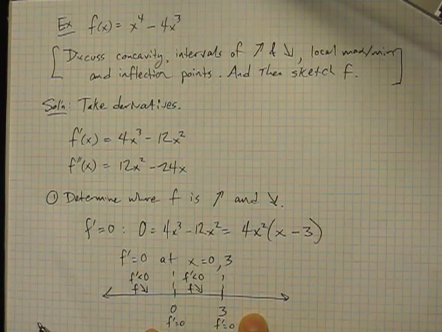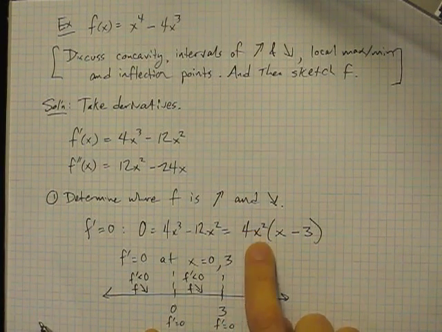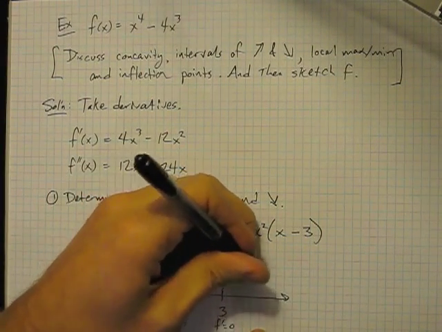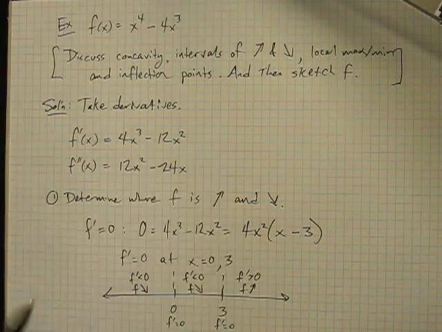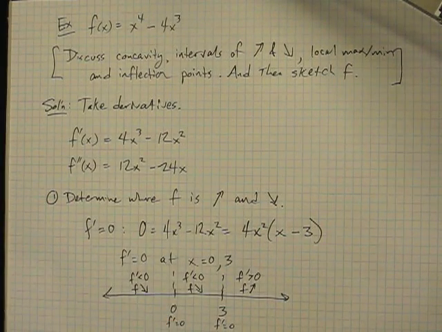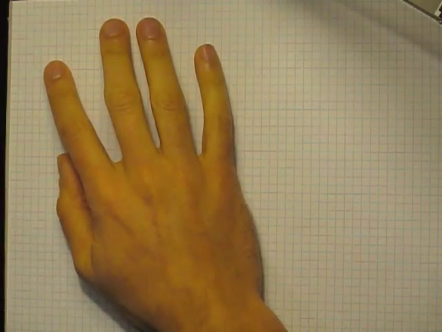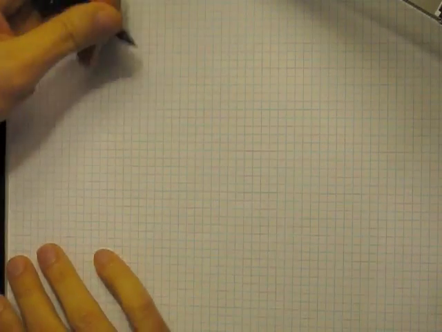Now what about after 3? After 3, this value will be positive, and this value will also be positive. So this will have positive first derivative. So f will be increasing. So right away we know where f is increasing and decreasing. Let's discuss the concavity.